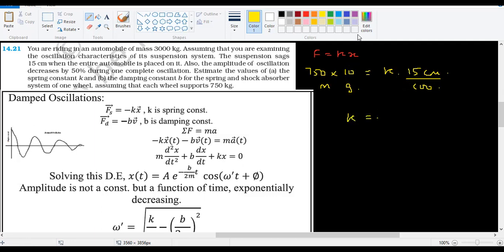So how much will it be? Anyone quickly calculate this? This will be 3 times, this will be 2 times. 2 times 3 times, so it will become 25. 250 into 2 will give me 500. 500 into 100. So we're getting 50,000 Newton per meter.